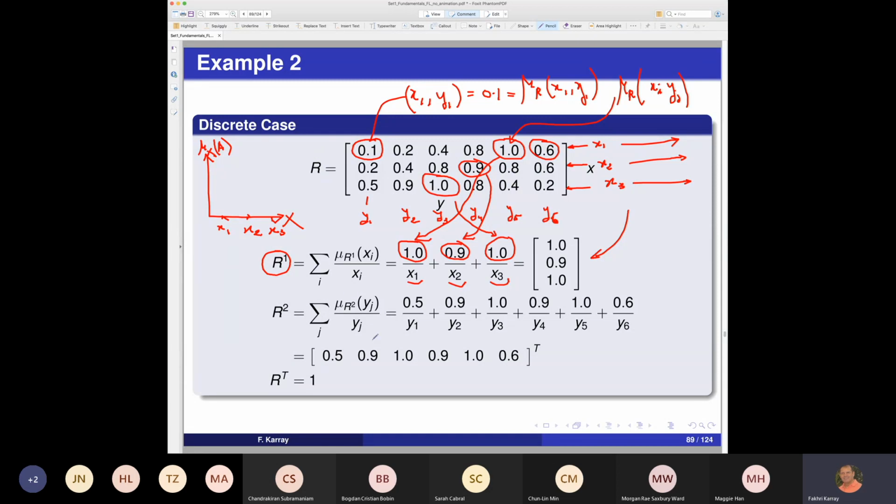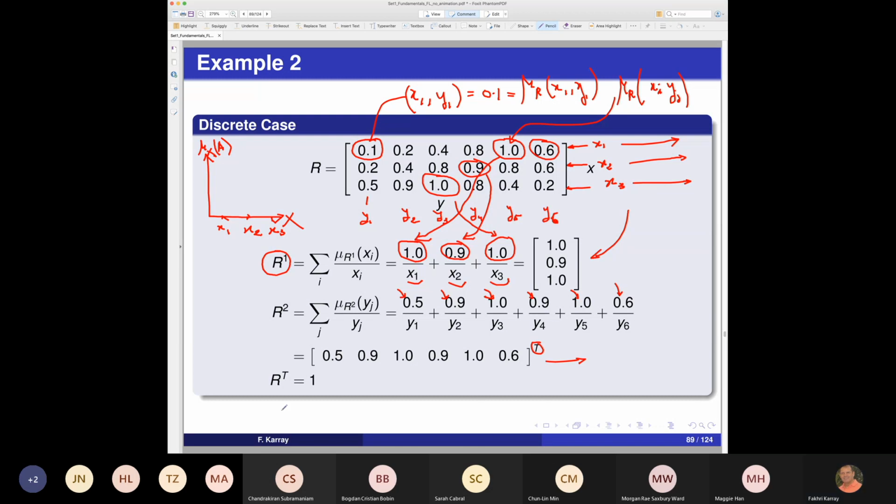We do this exact same thing, the projection onto Y. What we mean is we go to y1 and we take the maximum over the first column. Maximum is equal to 0.5. Maximum here is 0.9. Maximum here is 1. Maximum of the fourth column is 0.9. Maximum of the next column here is 1. And maximum of the last column here is equal to 0.6. Okay, and we end up with this particular type of membership function. So this is the transpose here because we represent it as a vector. Because we are dealing with matrices, vectors are conventionally represented as an entity which is a column.